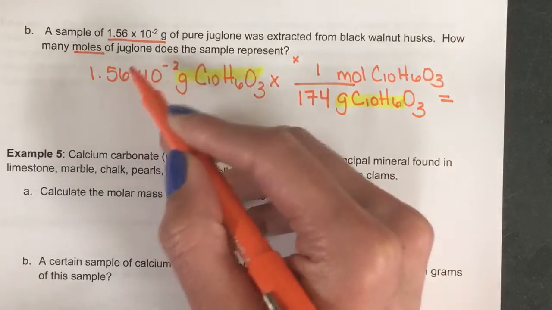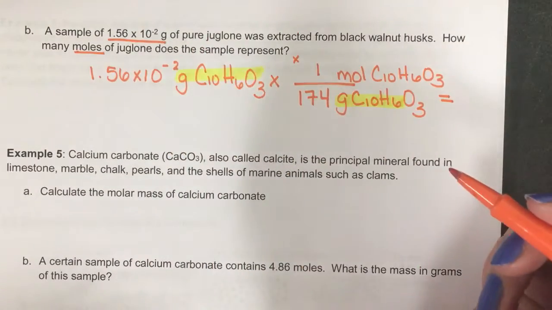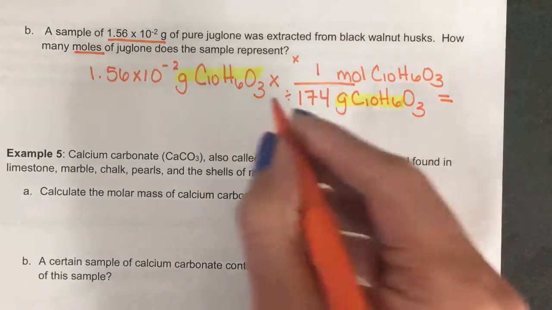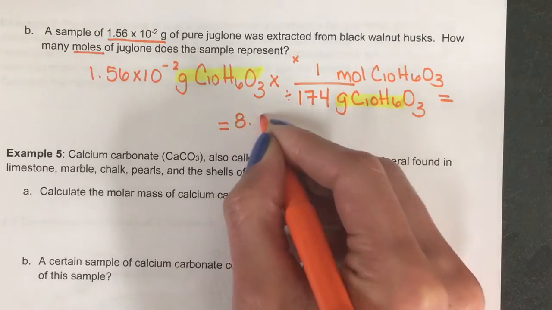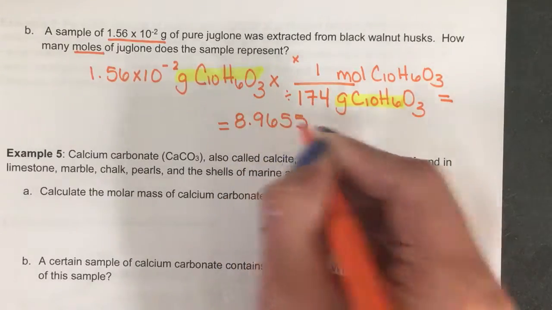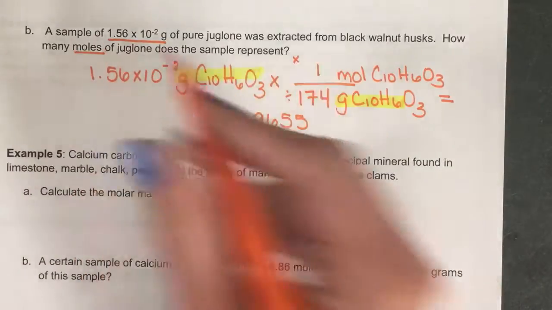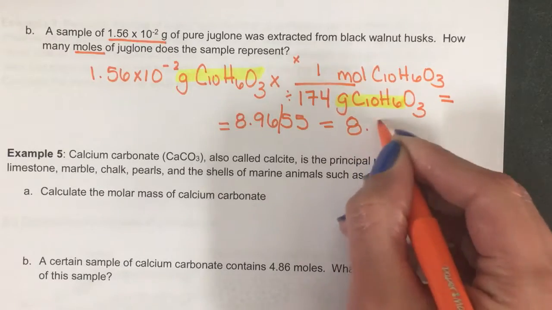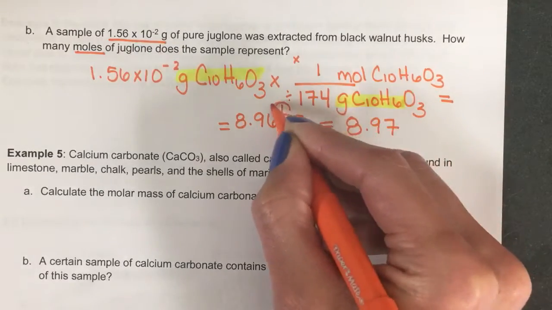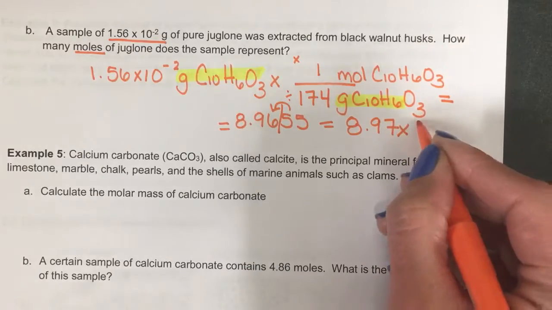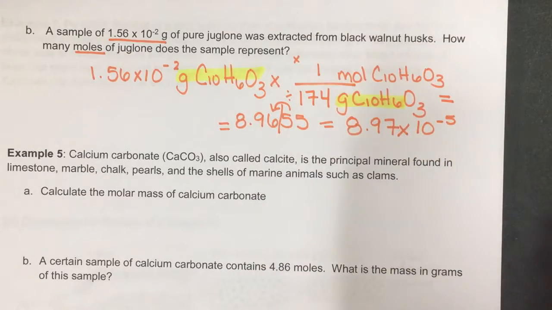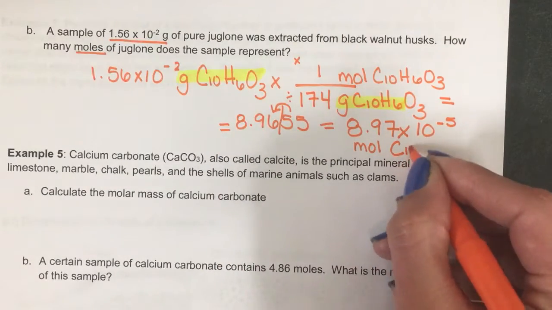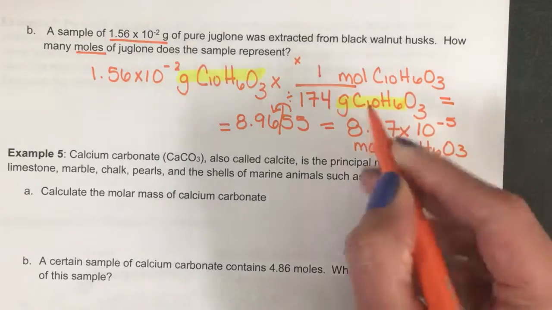Numbers on top we multiply: 1.56 times 10 to the negative 2 times 1 stays the same. Numbers on bottom we divide: divided by 174. I get 8.9655. I started with 3 significant figures, 1, 2, 3. I keep 3. So it becomes 8.97 because the 5 rounds it up. I should also see 10 to the negative 5th in my calculator. And this is moles. I can either write juglone or C10H6O3.